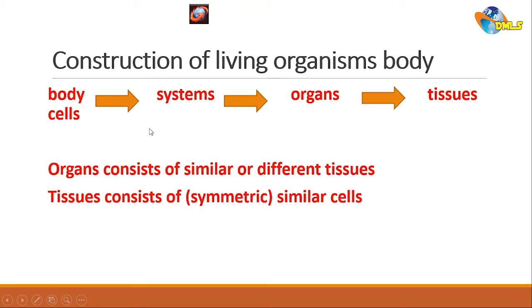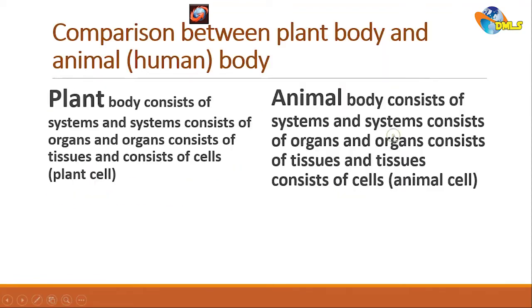But I want to clarify something here. The organs may be formed from different tissues, maybe not similar. What I mean is the organs can consist of similar or different tissues, but a tissue consists of symmetric or similar cells. Okay, we have two categories of living organisms: plant living organisms and animal living organisms, including humans and animals.